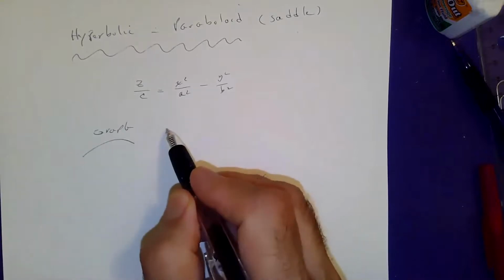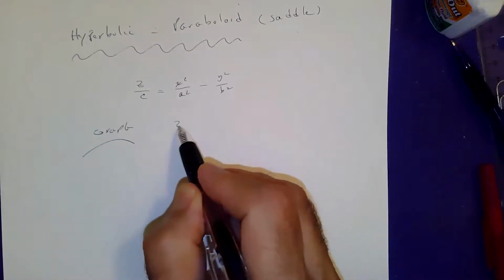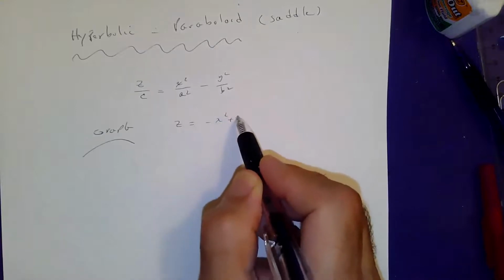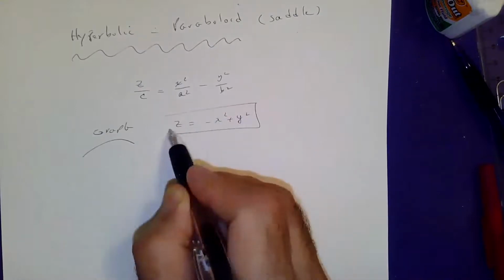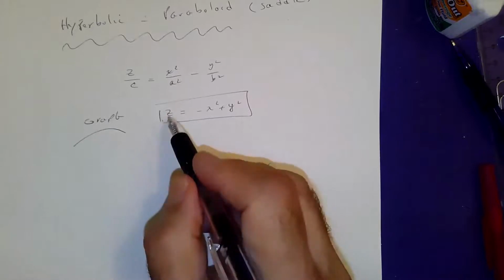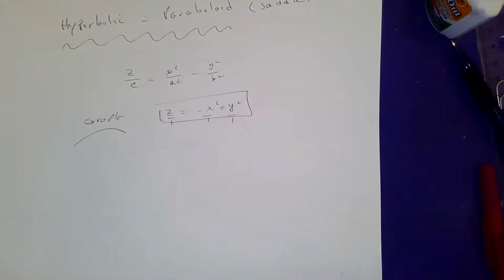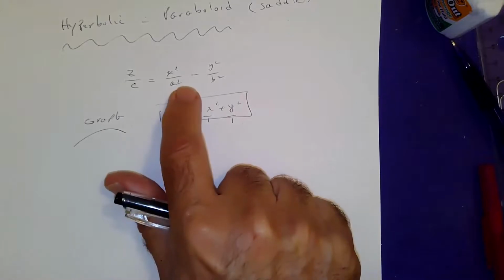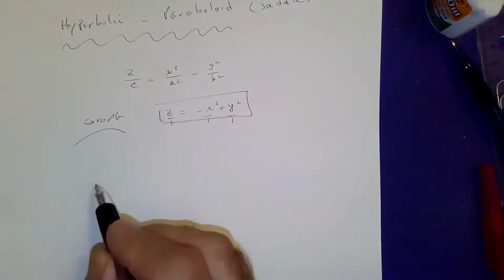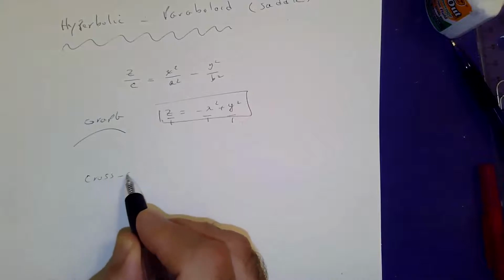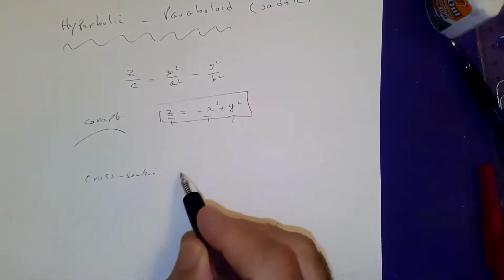Graph, let's say, oh, you ready? z is equal to negative x squared plus y squared. Okay, so notice c is 1, a squared is 1, b squared is 1. Still matches the description of the equation. Okay, let's find the cross sections. Okay, of what?